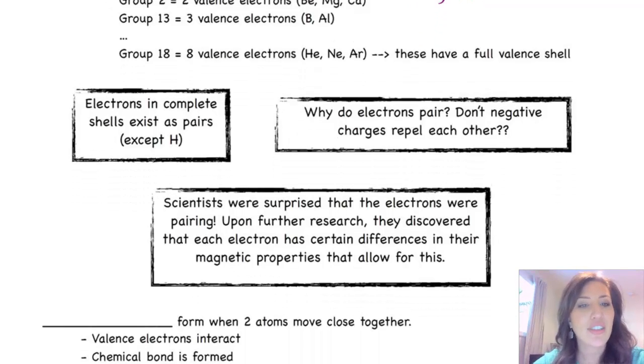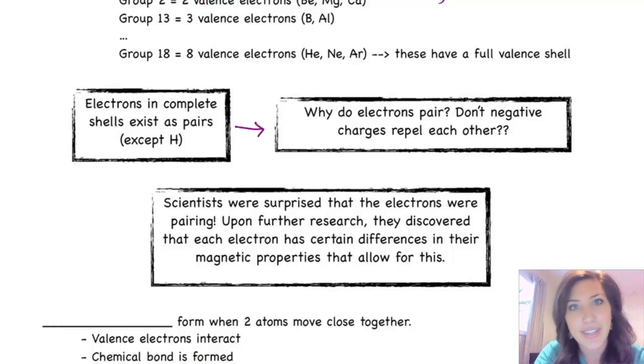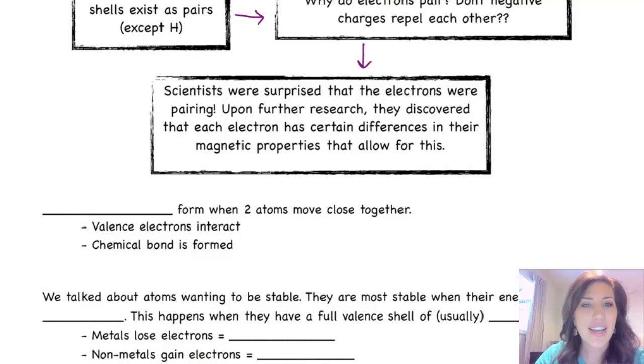So electrons will like to complete shells by lining up as pairs, well, except for hydrogen because it only has 1. So why do electrons pair up? I thought electrons are negative. Don't negative and negative repel each other, kind of like a magnet if you put 2 of the same side together? Scientists back in the day were surprised at this as well. They really wondered why these electrons were pairing up. But then upon further research they found that each electron has little differences in its magnetic properties that allow for this.